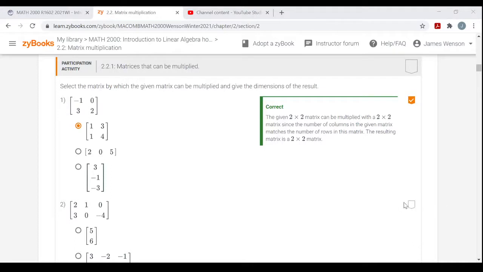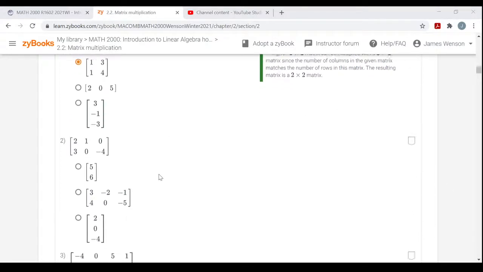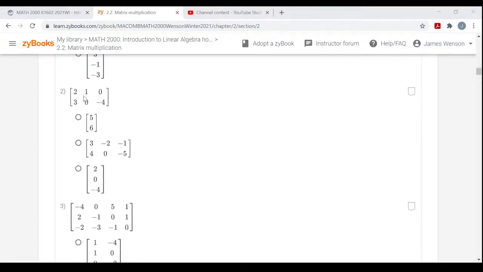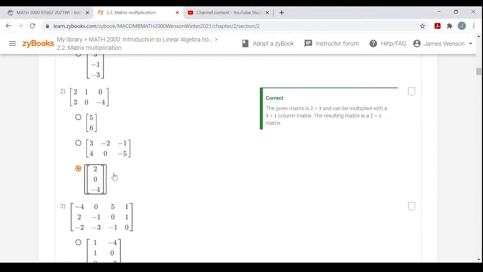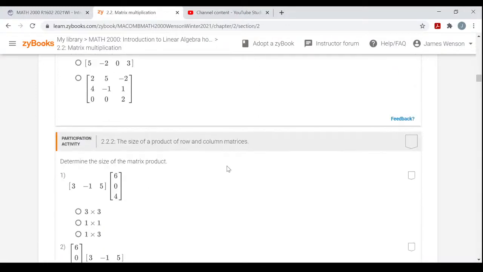All right, so hopefully pretty simple. So this one's a 2 by 3. It's got 3 columns. So a matrix I multiply on the right side by has to have 3 rows. So only this matrix down here, it would end up with a 2 by 1. A 2 by 3 times a 3 by 1 would be those outer numbers for the resulting size, 2 by 1. All right, and then you can finish that off.